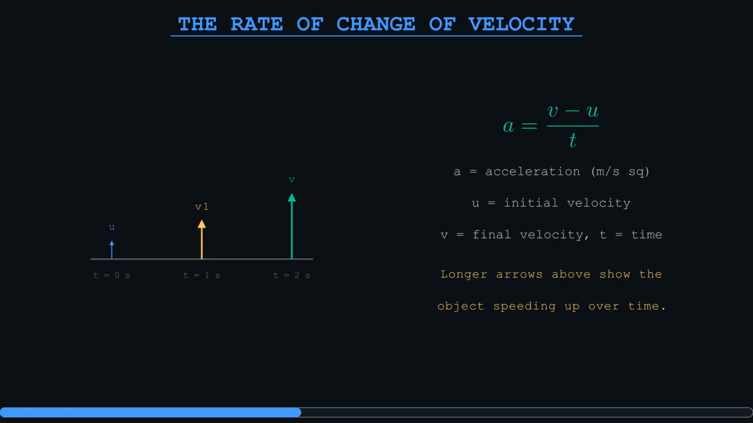Acceleration is the rate of change of velocity, calculated as final velocity minus initial velocity divided by time. It is measured in meters per second squared. Above, the velocity arrows grow longer at each 1 second interval, showing the object continuously speeding up, which is positive acceleration.